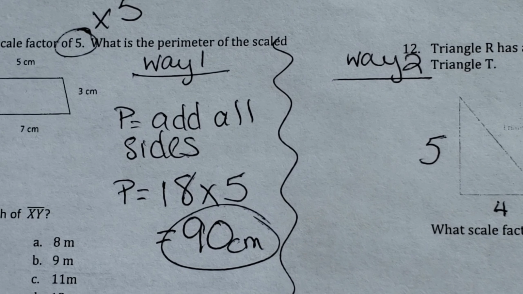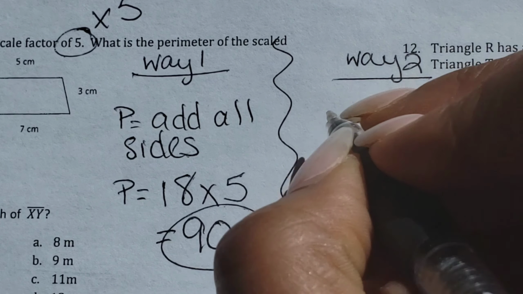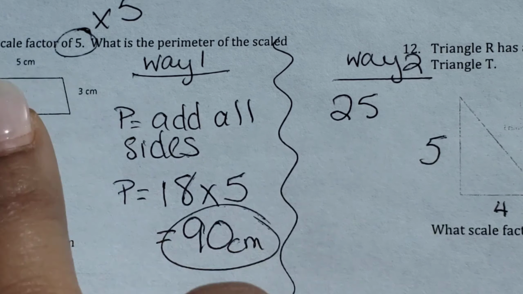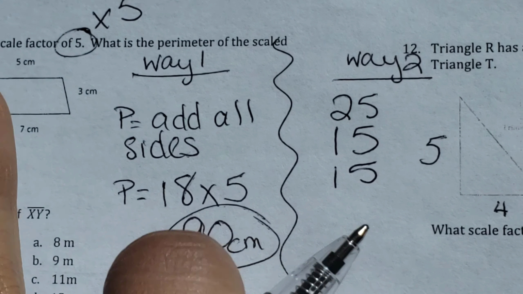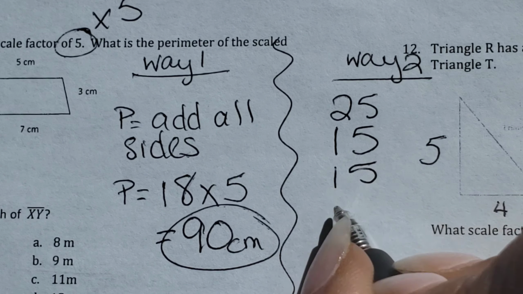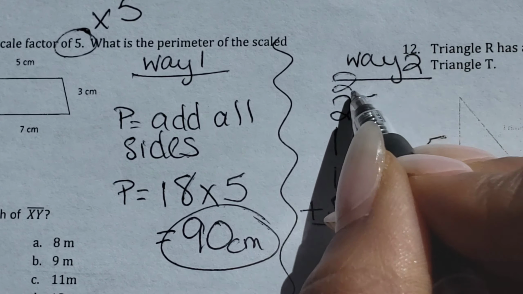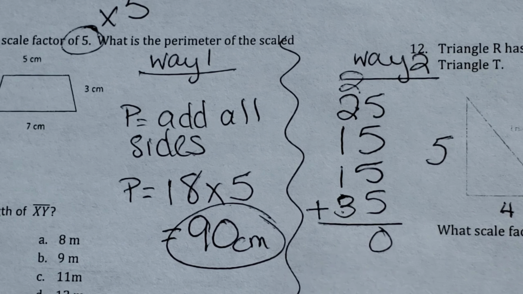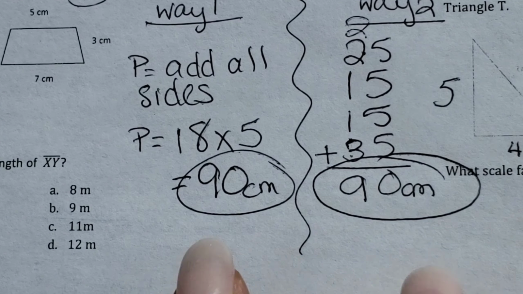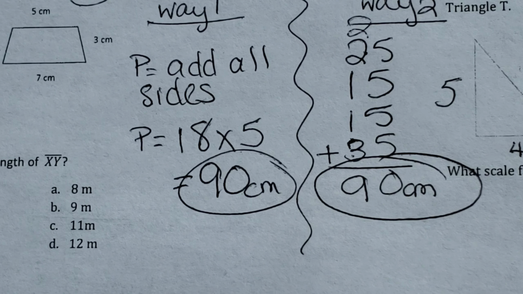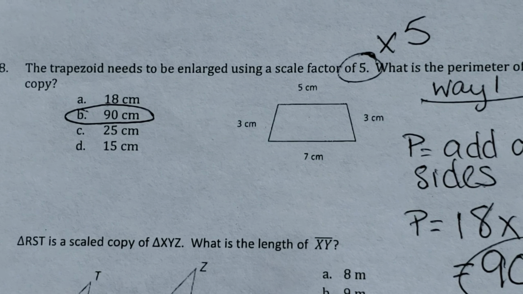Now, way 2. Since I have a scale factor of 5, I multiply each side by 5. So that's 5 times 5 gives me 25. 3 times 5, 15. The other side is 15 as well. And 7 times 5, which is going to give me 35. 5, 10, 15, 20. Carry my 2. And 9. All right. 90 centimeters. As you see, I did 2 ways. Got the same answer. So the answer for that one is B, 90 centimeters.